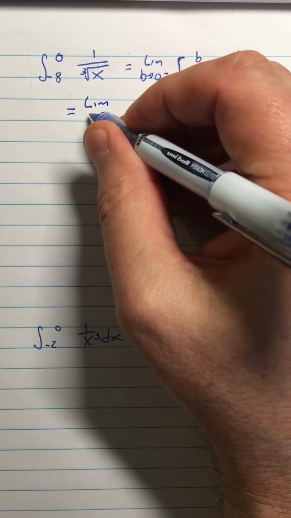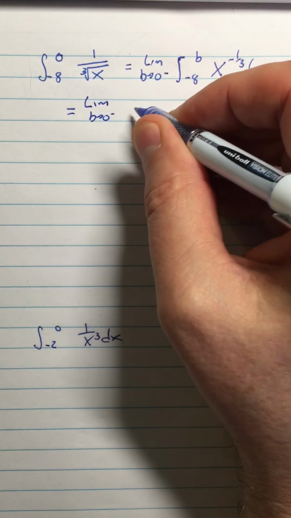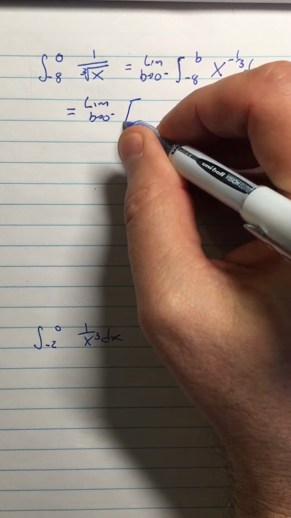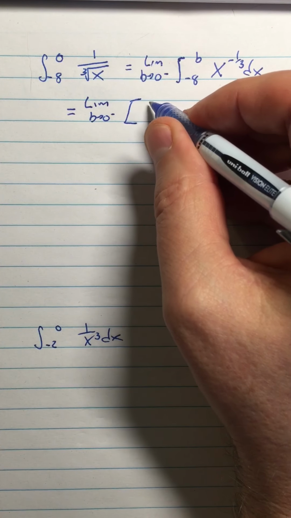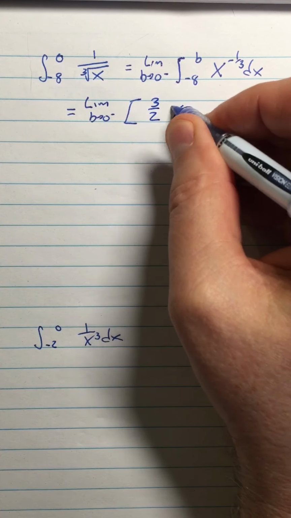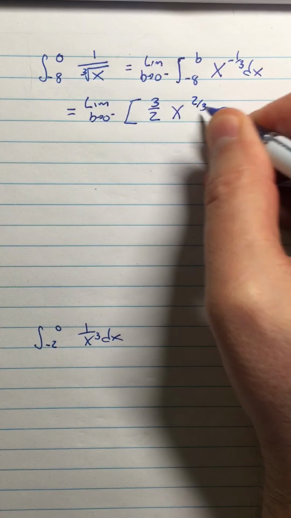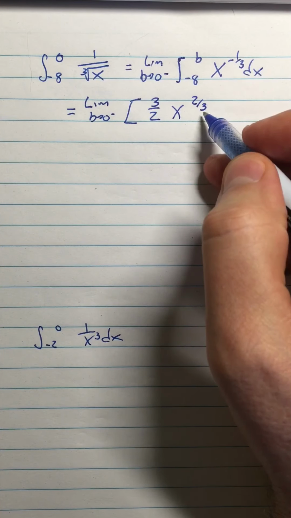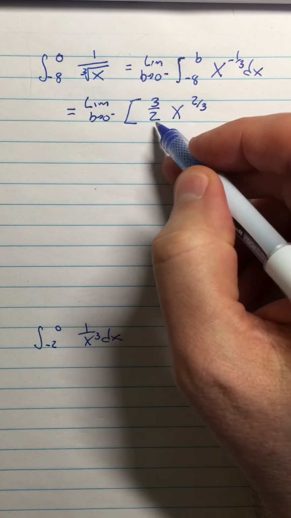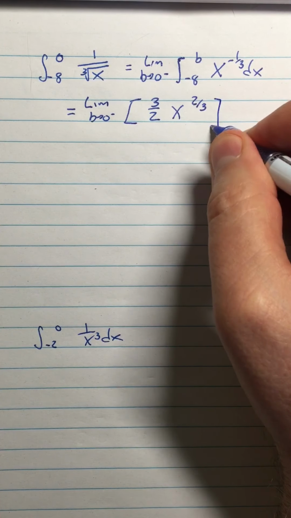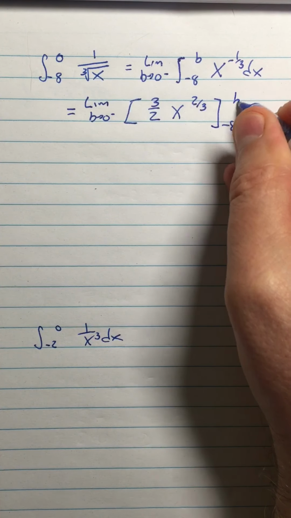So this is the limit as b approaches 0 from the left. The antiderivative of this is 3/2 x to the 2/3, right? Yeah, 1 more than -1/3 is 2/3. Flip it over and multiply. That's the same as dividing. And we're going from -8 to b.